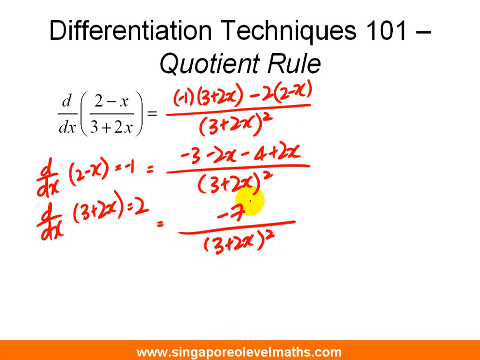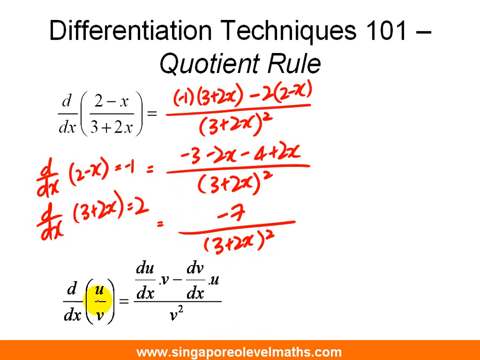Let us recap quotient rule using a general formula. Now, if you are given a fraction like in this case u over v, so what you can do to apply quotient rule, you differentiate your numerator, which is represented by u, copy your denominator, minus, differentiate your denominator now, represented by dv dx, copy the numerator represented by u, over denominator squared.